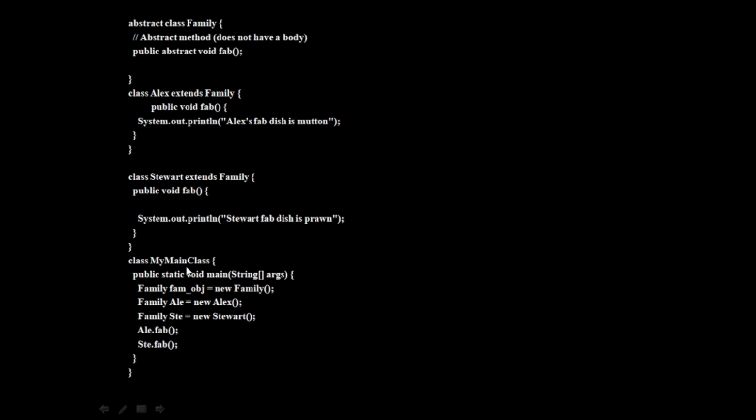After that, coming on to the main class, here we are creating an object for the parent class and two objects for the child class. And ale.fab will be calling the fab method from the Alex class, and ste.fab will be calling the fab method from the Stewart class. So this is all about abstraction, inheritance, polymorphism, and encapsulation. So kindly note it down so that it will be helpful for you to explain to your interviewer in the interview session. So this is all about this video.